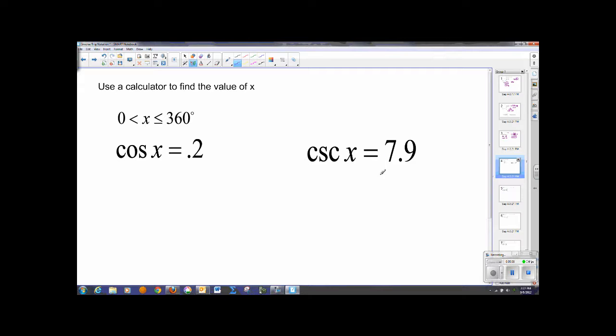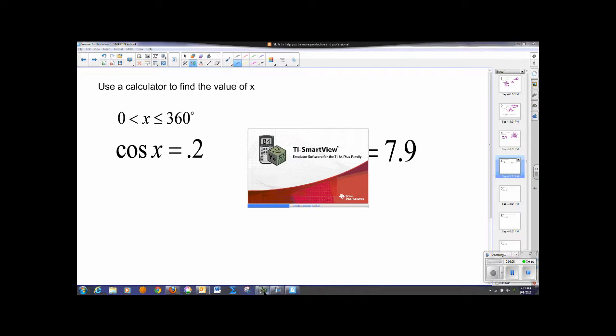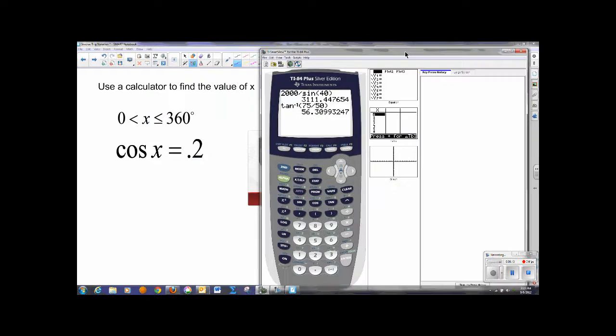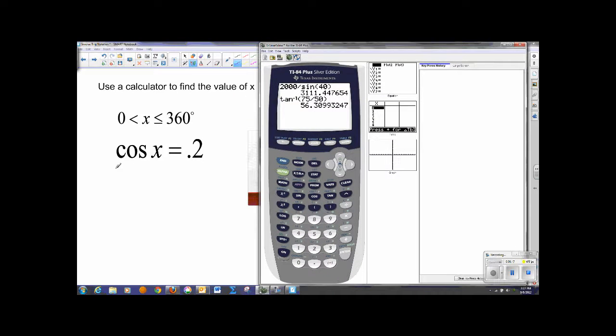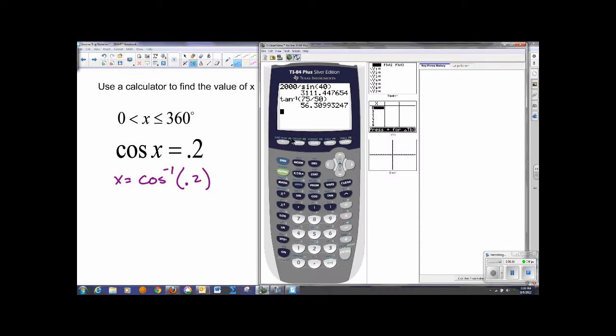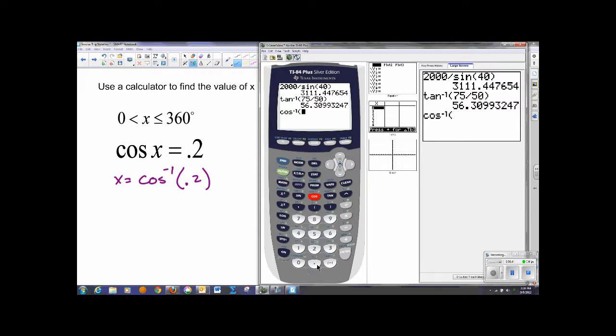Okay, now we're going to use a calculator to solve the next two problems. So what we'll do is we'll fire that up, and while we're waiting, we'll put that problem into inverse notation. So basically what I'm asking is x equals the inverse cosine of 0.2. This problem's not a big deal at all because we can just go to our calculator and say, all right, I want to know the inverse cosine of 0.2. And as long as I'm in degree mode, I'm all good. So that gets me about 78 degrees.